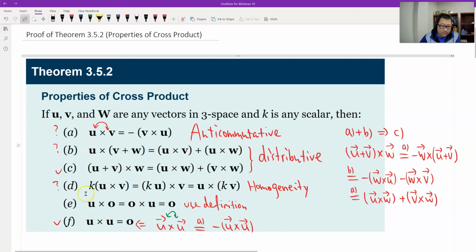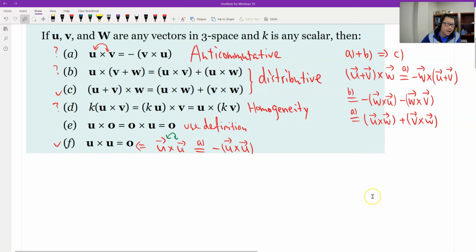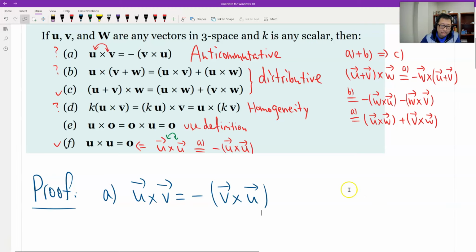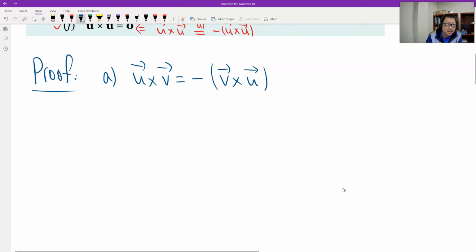So now let's prove A, B, and D. A is anticommutative, B is a type of distributive, D is homogeneity. So now we verify the first by definition. Anticommutative, which is U cross V equals negative V cross U. Let's set up.